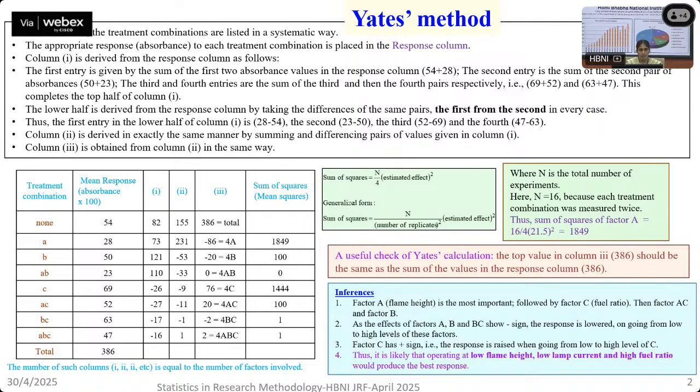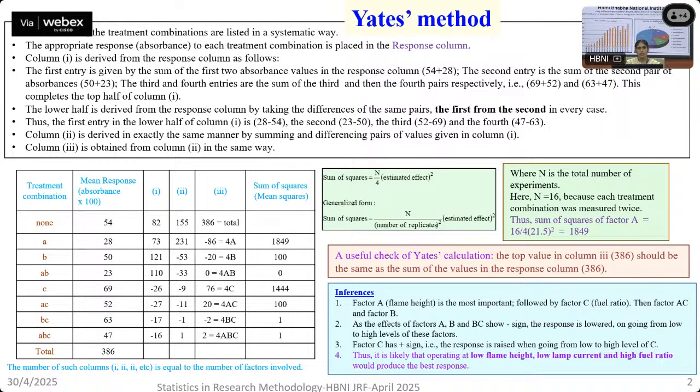And you can easily see that for factor C, the value of 4C is 76. Factor C has got a positive sign. That means as factor C goes to the higher level, definitely the output, or the response, or the absorbance value of calcium goes to a higher value. That means it is favored when you go to the higher level of factor C.